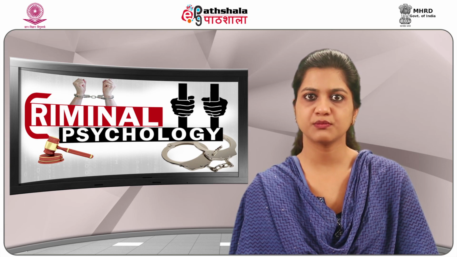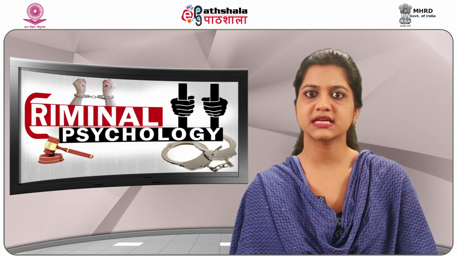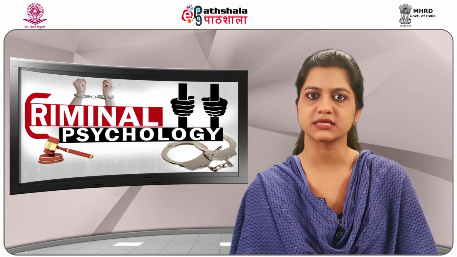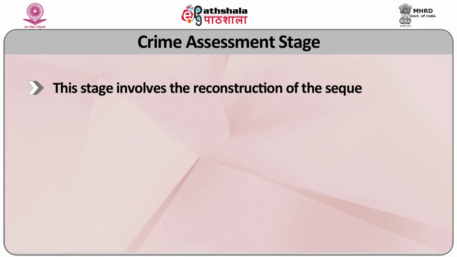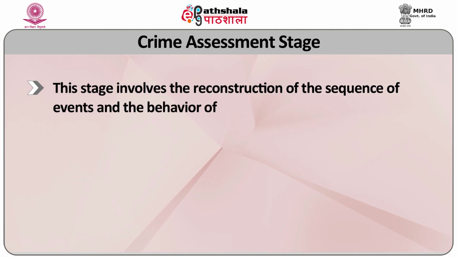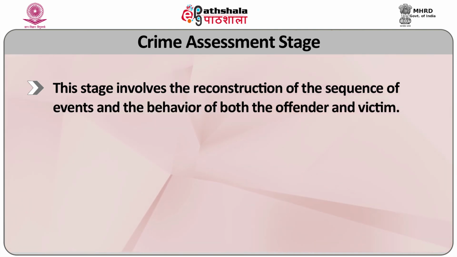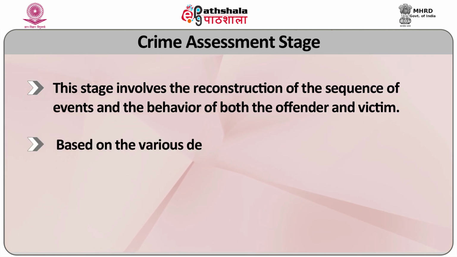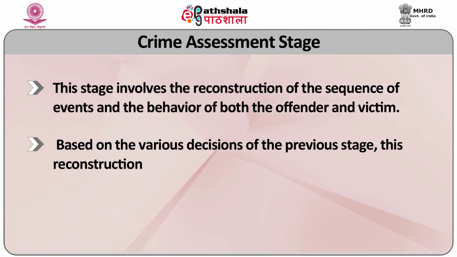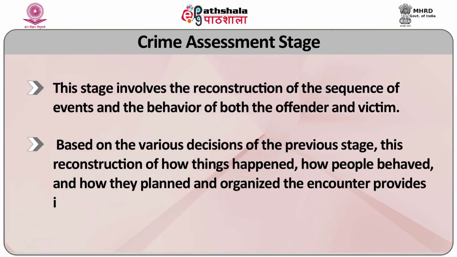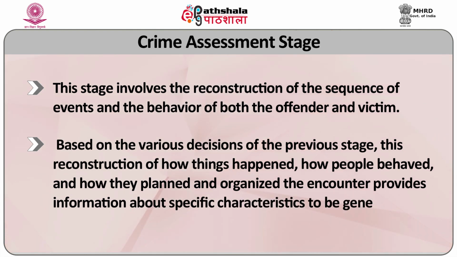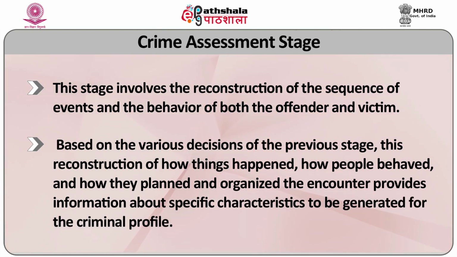3.2. Decision process model stage. The decision process begins by organizing and arranging the inputs into meaningful patterns. 3.3. Crime assessment stage. This stage involves the reconstruction of the sequence of events and the behavior of both the offender and victim. Based on the various decisions of the previous stage, this reconstruction of how things happened, how people behaved, and how they planned and organized the encounter provides information about specific characteristics to be generated for the criminal profile.